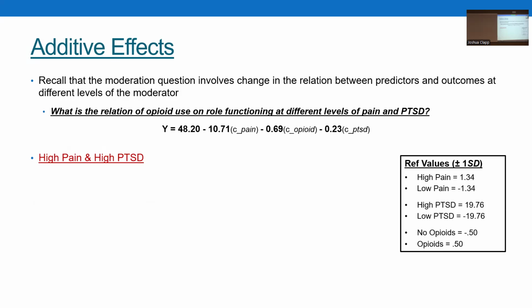1.34 is a standard deviation above, negative 1.34 is a standard deviation below, right? Same thing for high and low PTSD. The standard deviation is 19.76, so it's just 19.76 and negative 19.76, a standard deviation above and below. Opiate use, circle this and mark this. The standard deviation above and below for opiate use is 0.5 and negative 0.5.